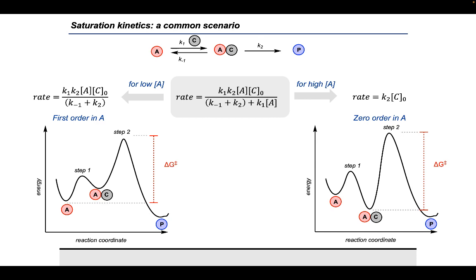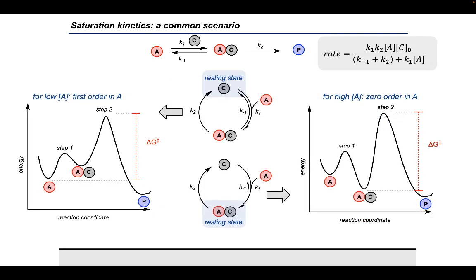And hence we see a zero order dependence on A because it doesn't factor into the rate limiting step, which in this case becomes step 2. So step 1 has no effect on the rate of the reaction. We could also depict this sort of scenario using a catalytic cycle. At the top here, again for low concentrations of A, we see a first order dependence on A. So the first step is effectively reversible.